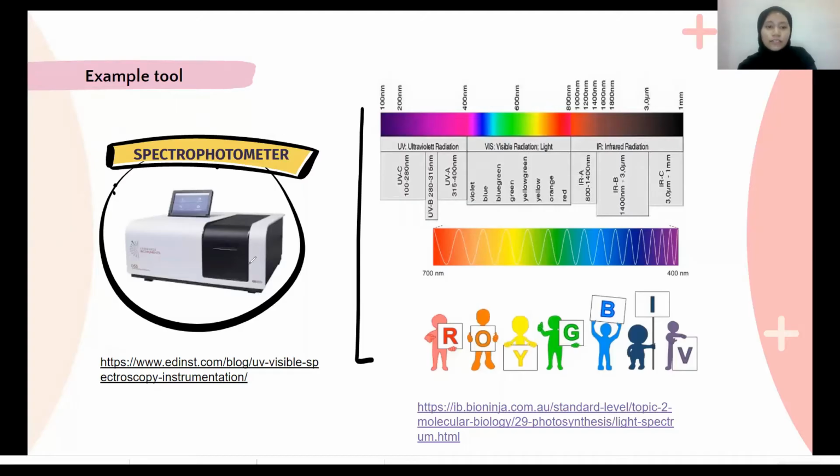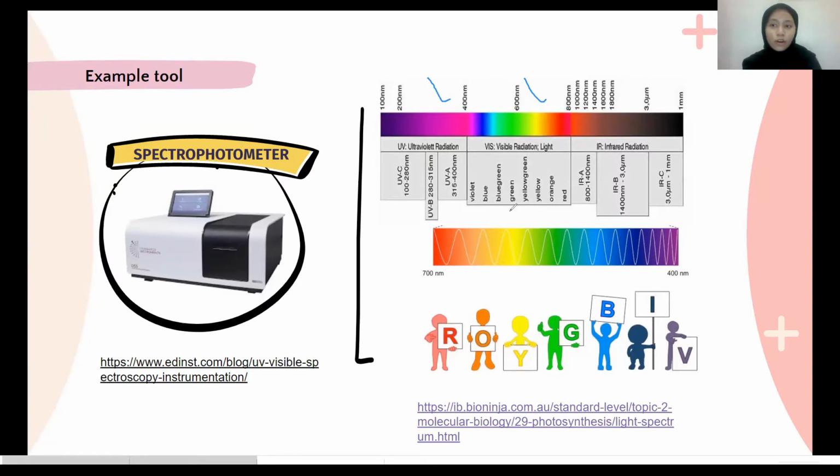The picture on the left side shows an example of UV visible spectroscopy, where we call the instrument a spectrophotometer. On the right side of the picture, it shows that in the electromagnetic radiation, UV visible spectroscopy usually covers ultraviolet radiation and also visible radiation. The visible region consists of 7 colors.